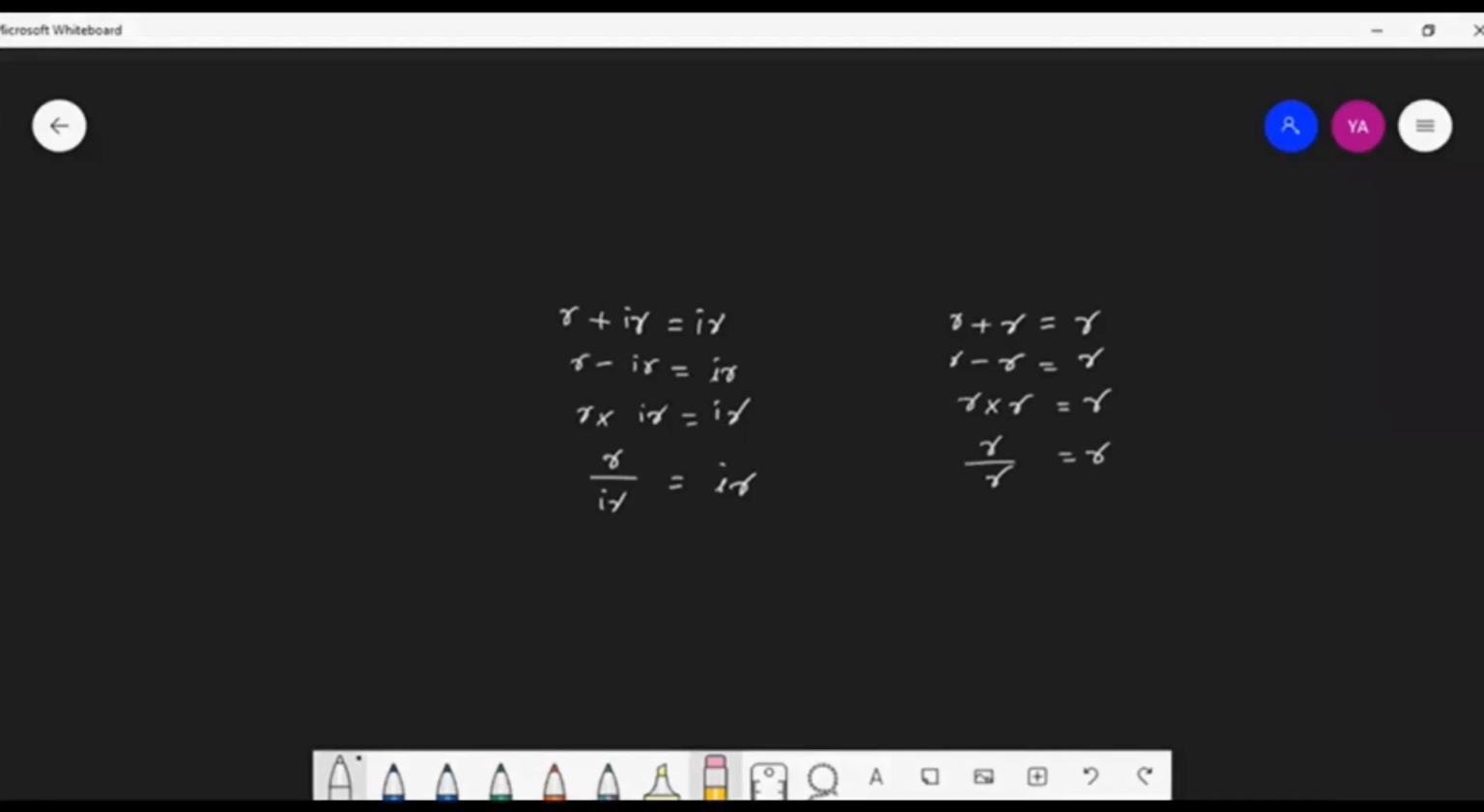Okay, and if both are irrational, if you do these four operations, the answer can be rational or irrational. Two chances are there. Sometimes it may be rational or irrational for addition and subtraction, multiplication, division also.